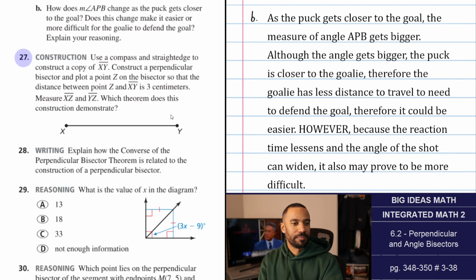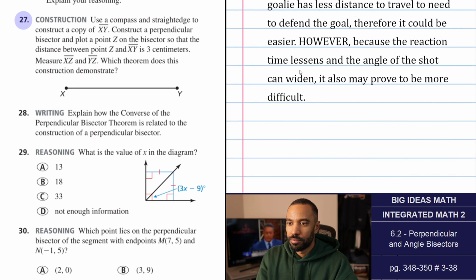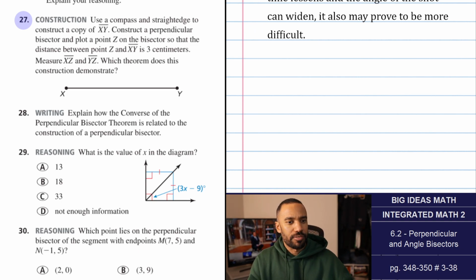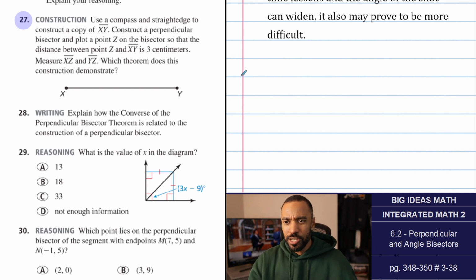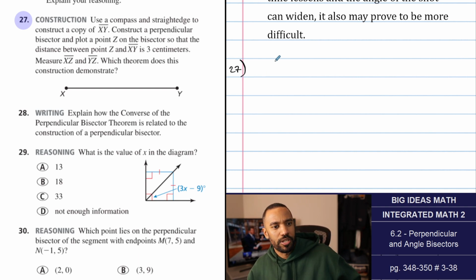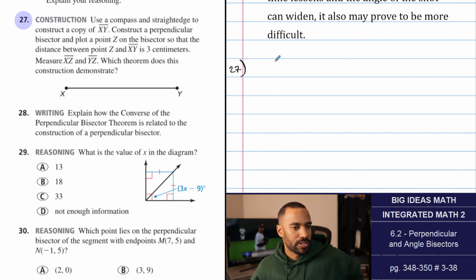Number 27. Use a compass. Oh, I don't know if you guys can do this one. I don't know if I remember how to use the tools on my thing with this. Use a compass and straight edge to construct a copy of segment XY. Did they teach you compass construction? Construct a perpendicular bisector and plot a point Z on the bisector so that the distance between point Z and XY is 3 centimeters. Measure, oh my goodness.